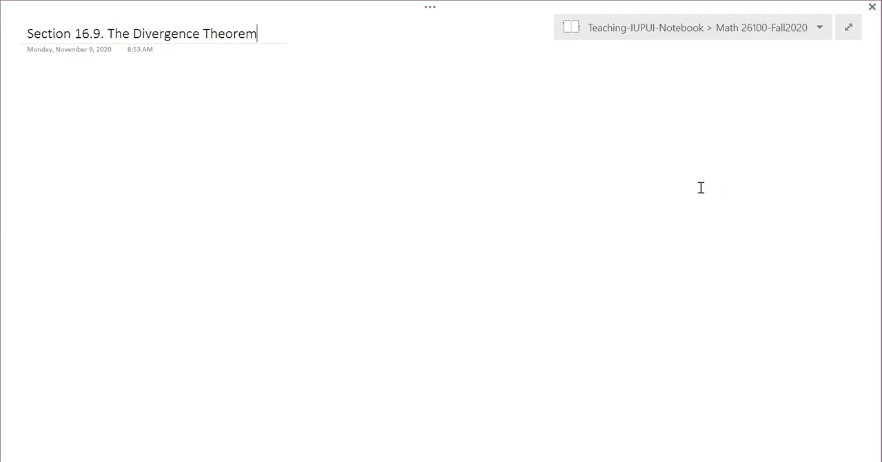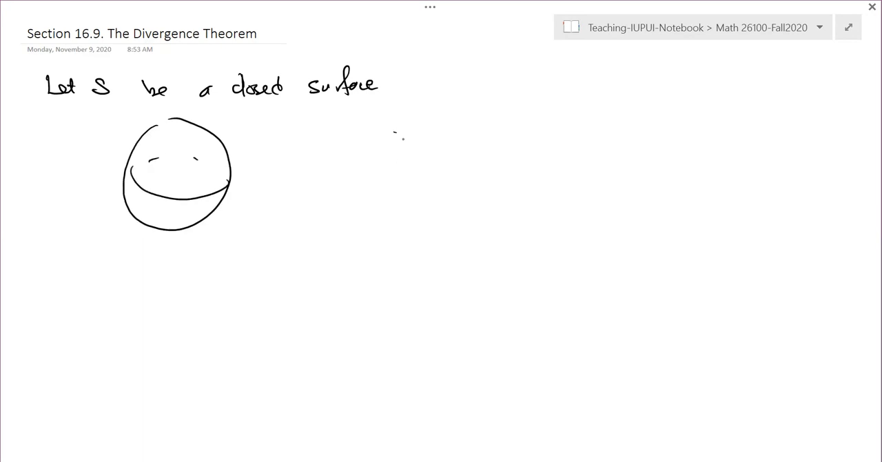Let's look at the Stokes theorem and see what we can get. Now we consider a closed surface. Let S be a closed surface. Closed surface means the surface has no boundary, just like a sphere, for example. A closed surface could be a sphere, or something like a donut. It's closed, no boundary.